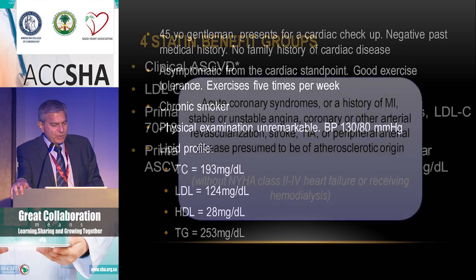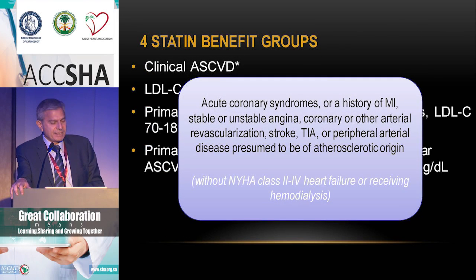The guidelines, what do they tell us? And let's see where this patient fits. There are 4 statin benefit groups as per the guideline. One of them is the classic clinical atherosclerotic cardiovascular disease, which is defined as acute coronary syndrome or a history of MI or unstable angina, peripheral vascular disease, TIA. So this is the classic requirement for a statin.